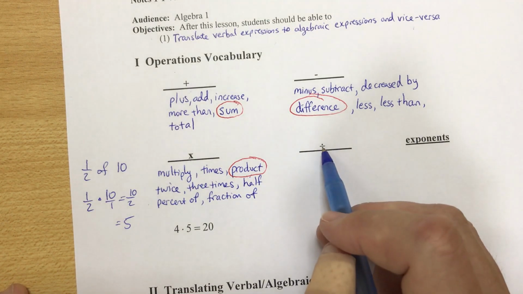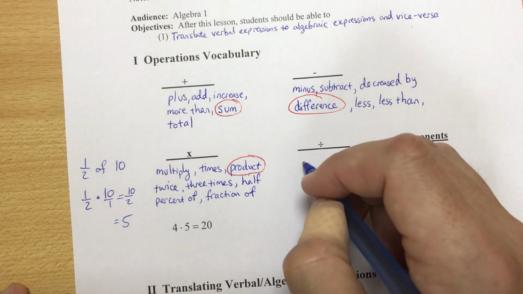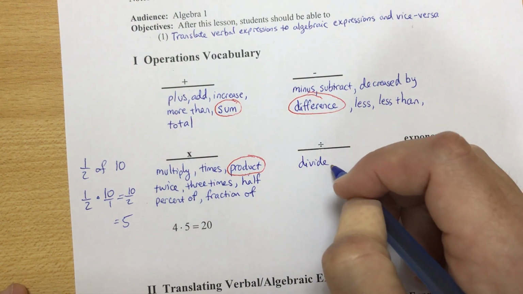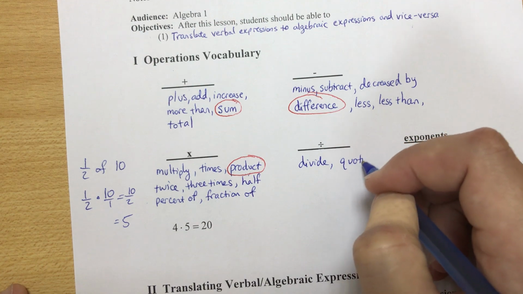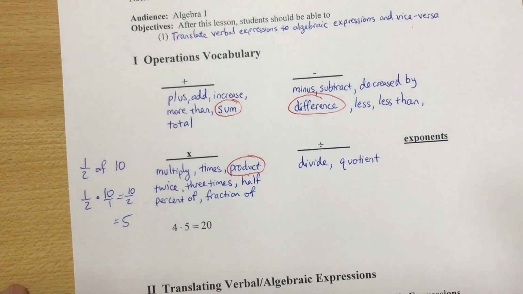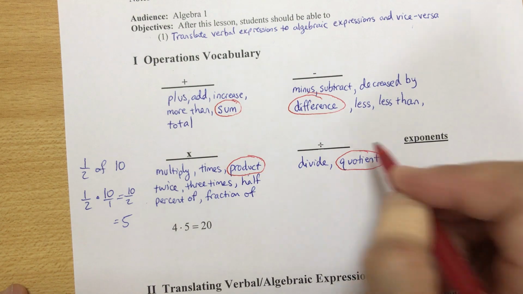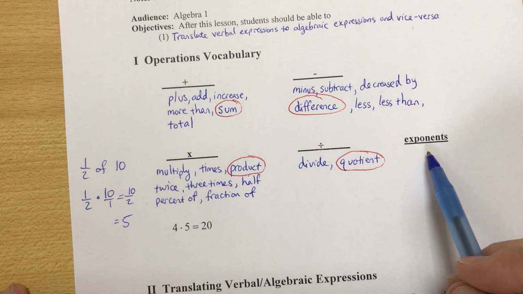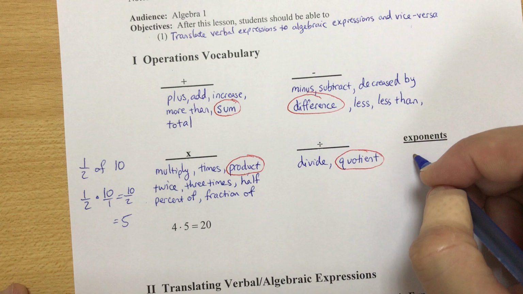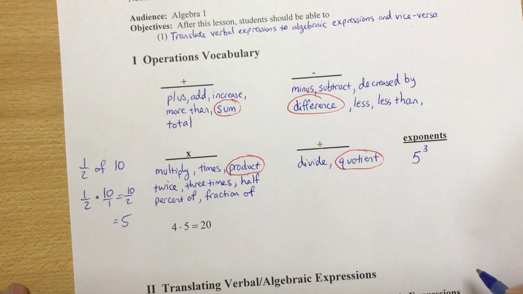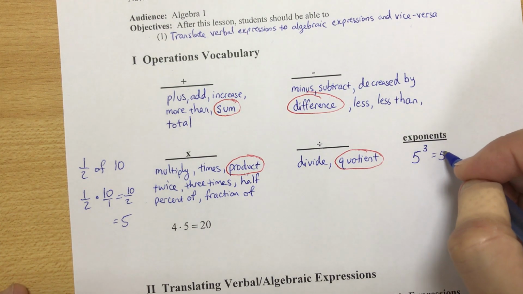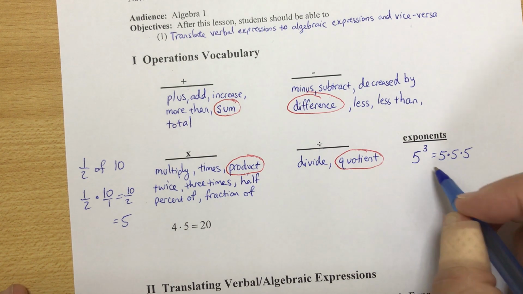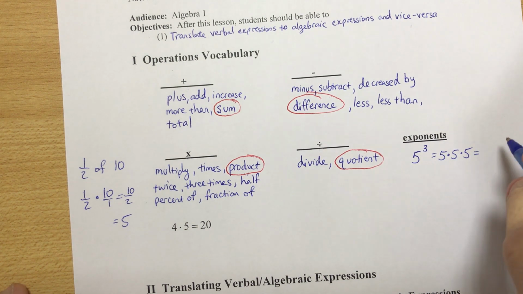Okay? Last one here, or second to last one, this is divide. And another word to be aware of is quotient. The quotient is what you get, the result you get from dividing two numbers. And then we have exponents. Okay, we talked about exponents last class. If I write 5 raised to the 3rd, that means 5 times 5 times 5, if I expand it, which equals 125.